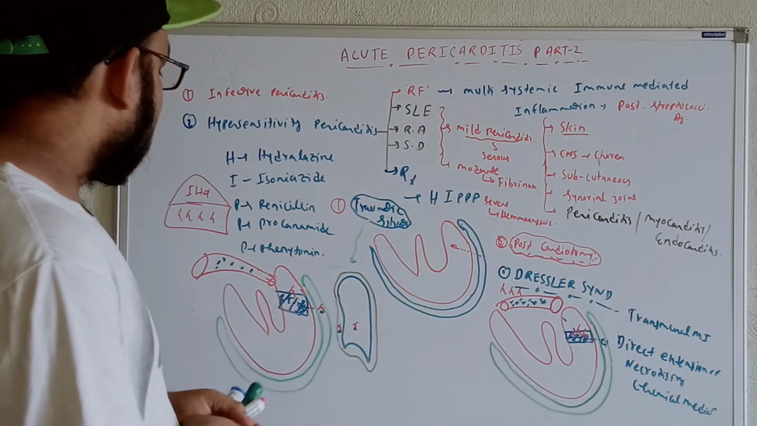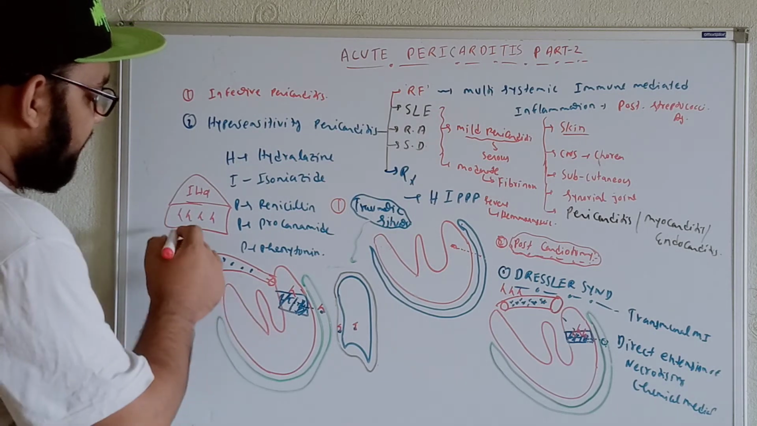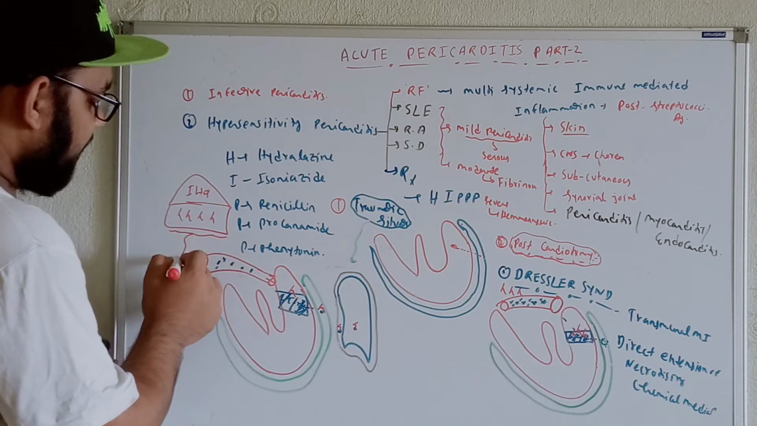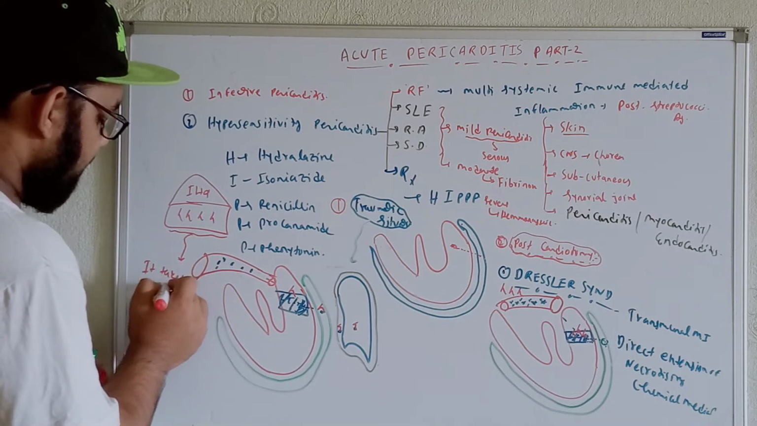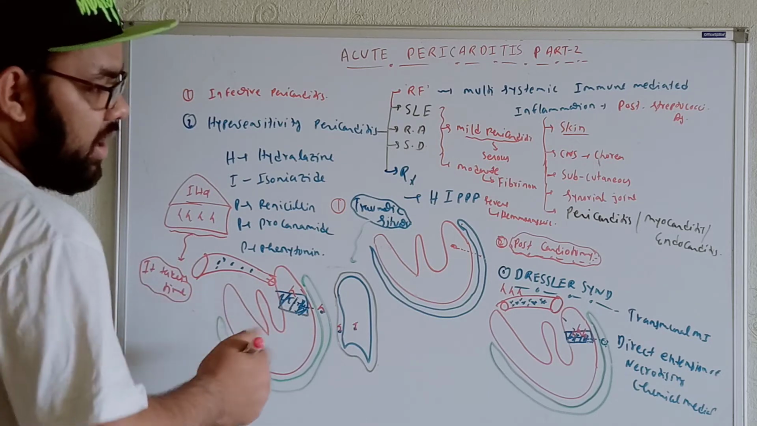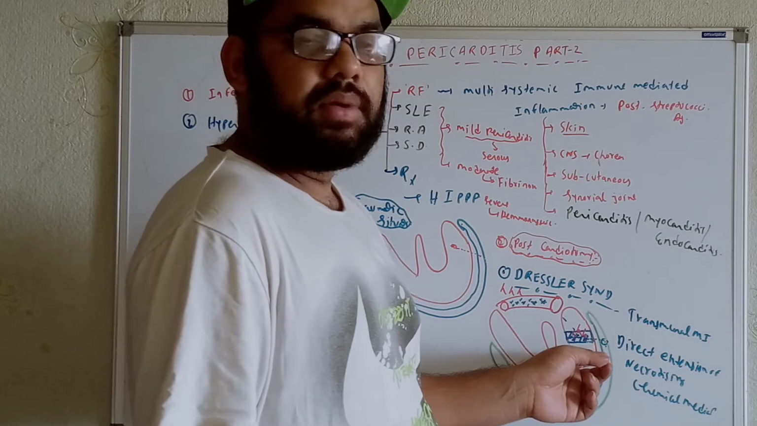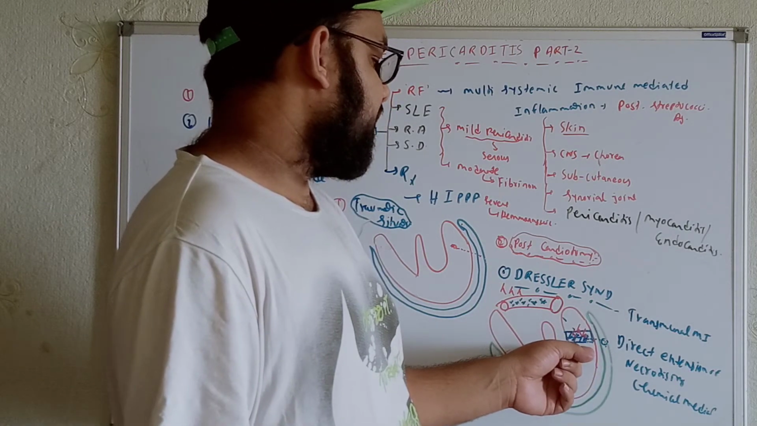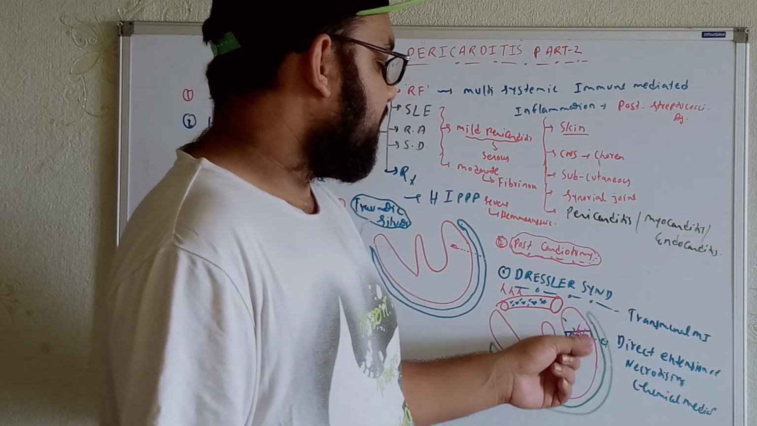Now see, whenever I am talking about this, it is immune based. Immune based or immune mediated problems take time, right? It takes time to develop pericarditis. But in this case, if you see the development of transmural myocardial infarction, if you see the direct extension of the antigens from here to here.